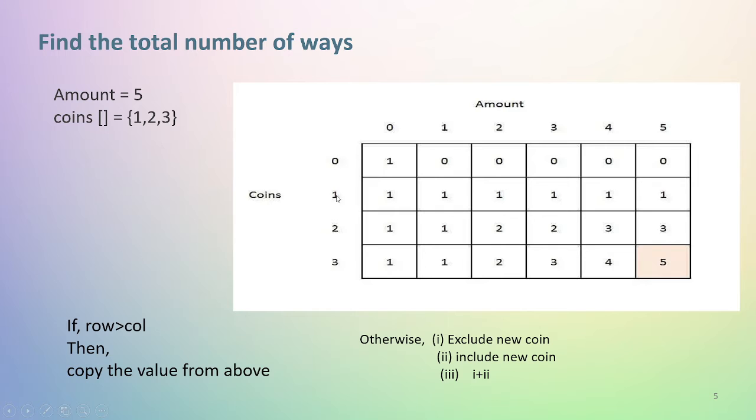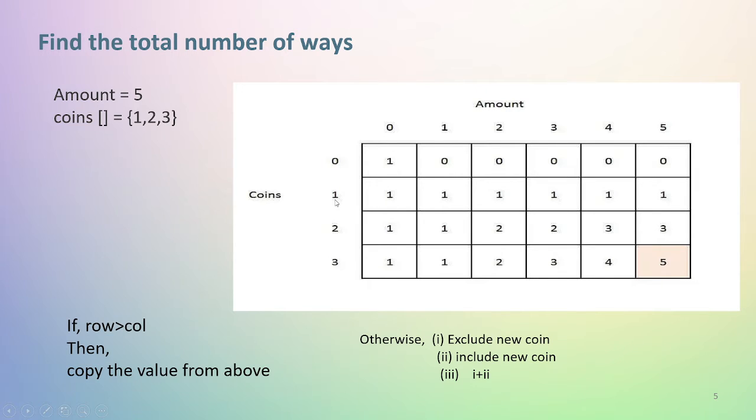Next, I have one coin whose value is 1. Now we check the condition. If the row is greater than the column, here the row number is 1 and the column number is 0, so the row is greater, then we copy the value from above. Here we write 1.